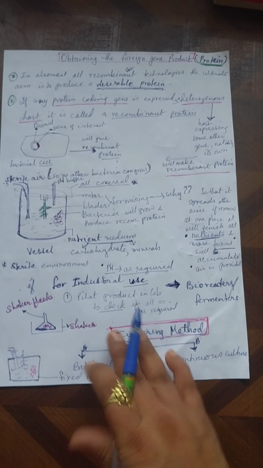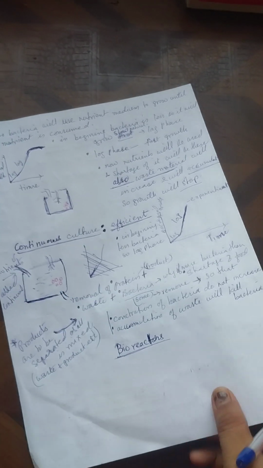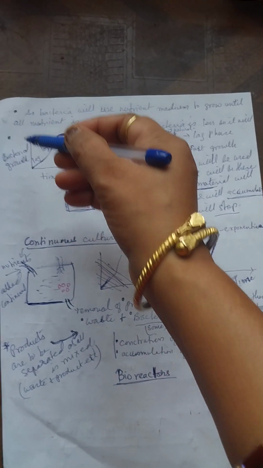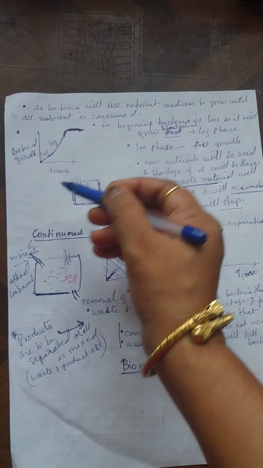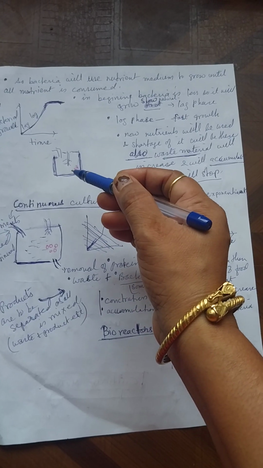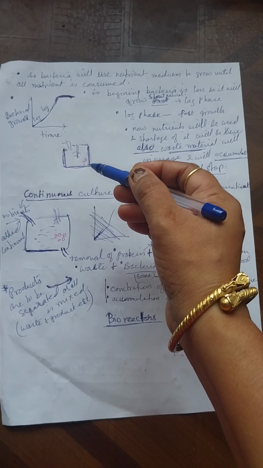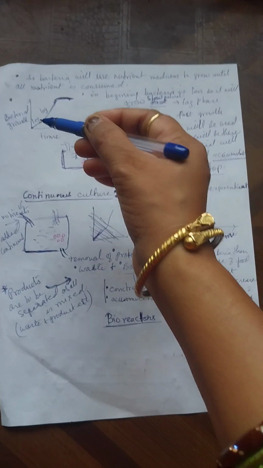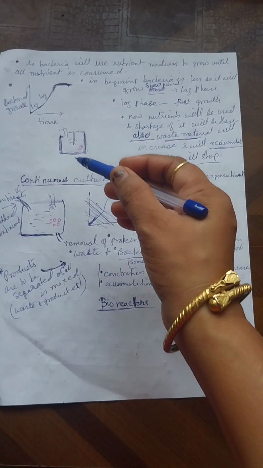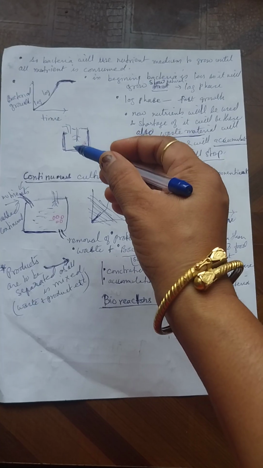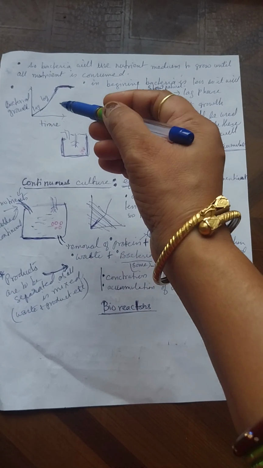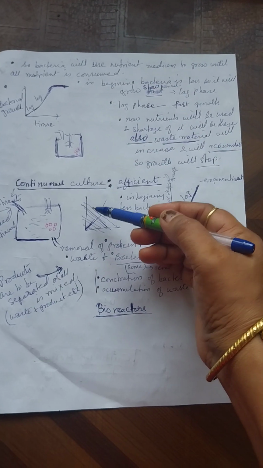Now in the batch culture, as in the beginning there is only a small amount of bacteria, the growth will be slow. Let us first understand with the help of a graph. This is the bacterial growth and this one is the time. The bacteria will consume the nutrients and grow slowly in the beginning as very few bacteria are there. So it is known as the lag phase. Later on the number of bacteria will increase, and as the mixing provides food to the bacteria, the growth will be fast, and it is known as the log phase.